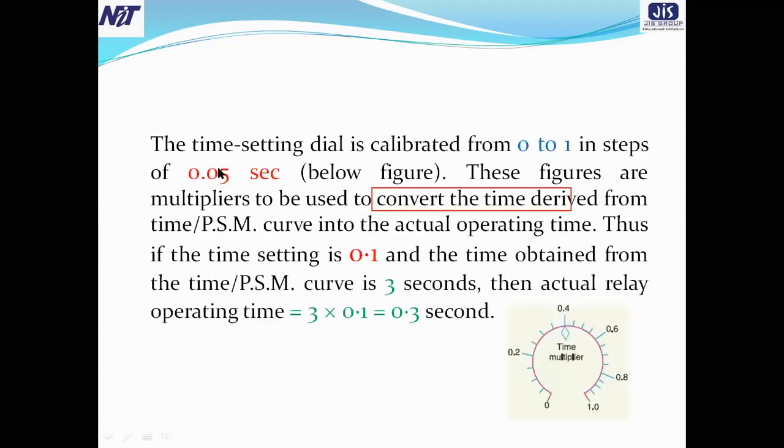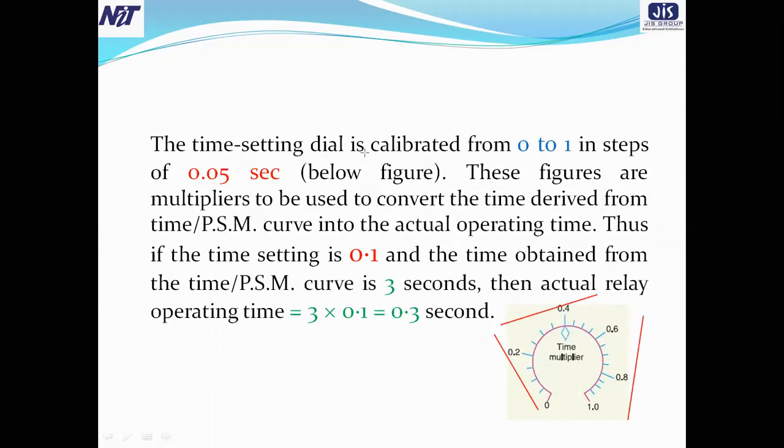Now for the time setting multiplier, if we consider the time setting dial is calibrated from 0 to 1. As per the figure, if you follow the figure, you can find that in this figure we consider it is 0 to 1.